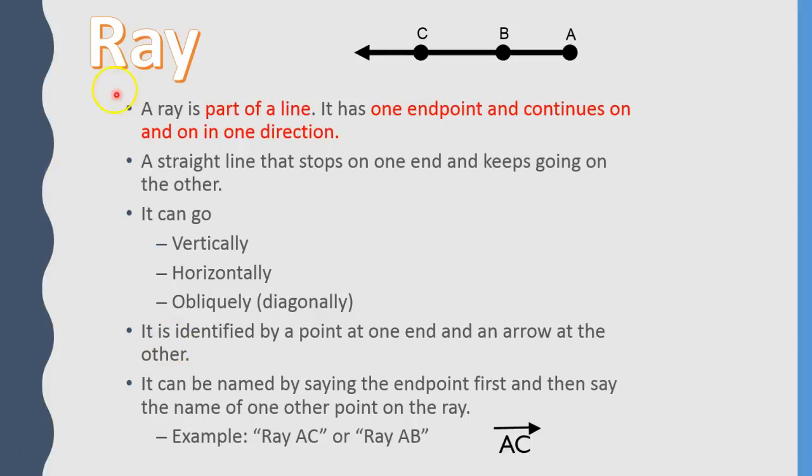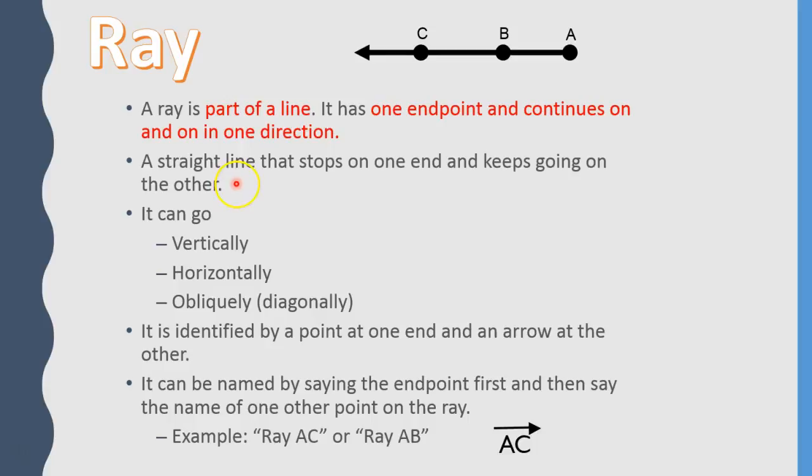All right, friends, we're going to move on to the next word called a ray. A ray is also part of a line, but a ray has one endpoint, and then it continues on and on in one direction. So it's kind of a combination of a line and a line segment. So look here, we have an arrow on one side and then an endpoint on the other. That is a ray. I always think of it because it kind of looks like an arrow or a ray gun or something. So a ray is a straight line that stops on one end and keeps going on the other.